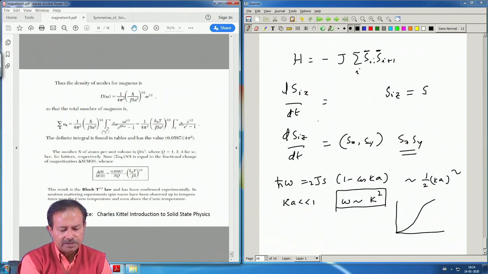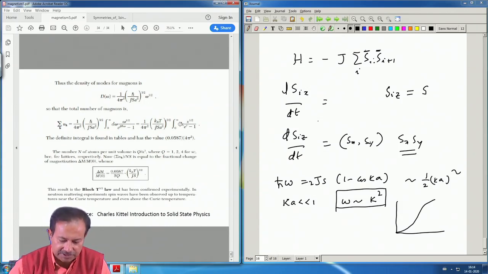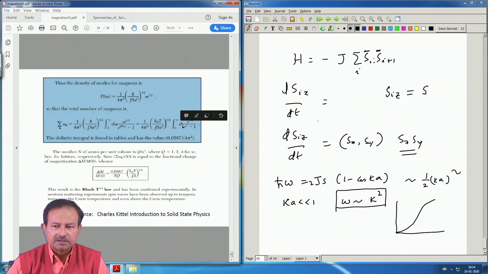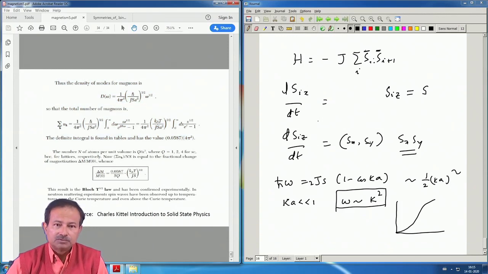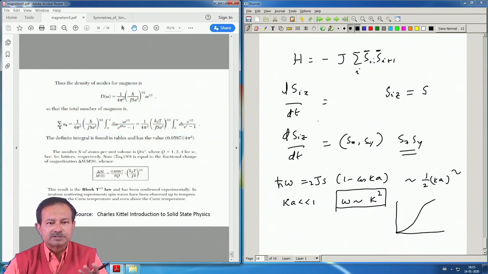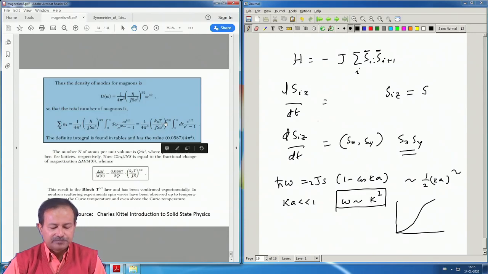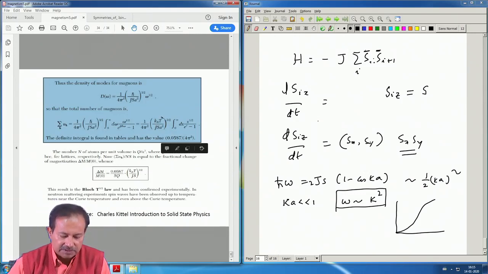Then what you find is this kind of an integral, where if you look at this last piece inside the integral, it's a dimensionless integration. Everything here is dimensionless. So this is just a number. All the temperature dependence is outside, and this is what you do in the Debye specific heat calculation for phonons as well. Then what you find is that there is a temperature dependence which is T to the power 3 by 2.